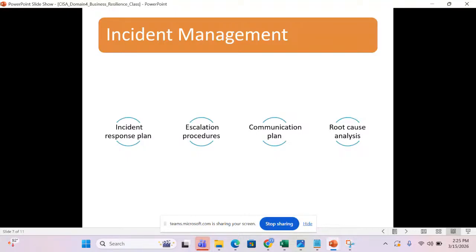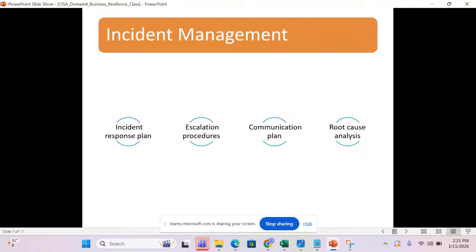So incident management simply means how do you contain incidents that you have within the organization. That will now take us to the incident response plan. So what is an incident response plan? An incident response plan is a document that details activities that an organization should follow when they are confronted with a disaster.